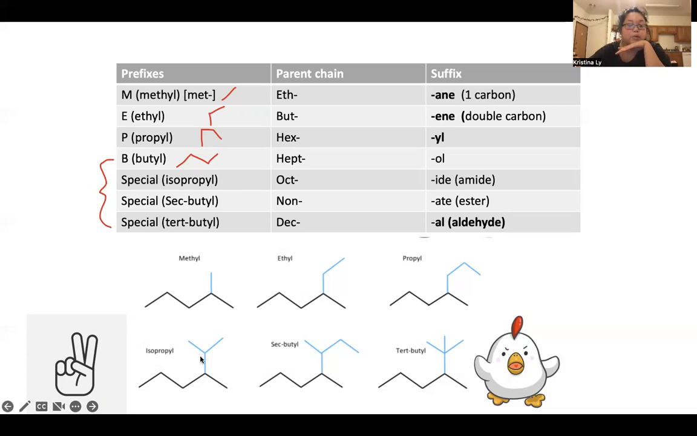I put a peace sign in as a memorization aid. Isopropyl looks like a peace sign, and tert-butyl looks like a chicken foot. If you want to use this, go right ahead. If you don't need it, that's a-okay. But when I first took OChem with no clue about any of this, I would have loved to have this printed to help me with homework and practice exams, just to prepare myself. So that's the prefixes section.